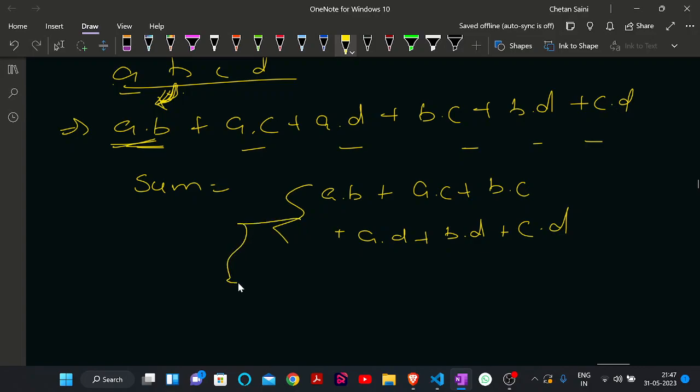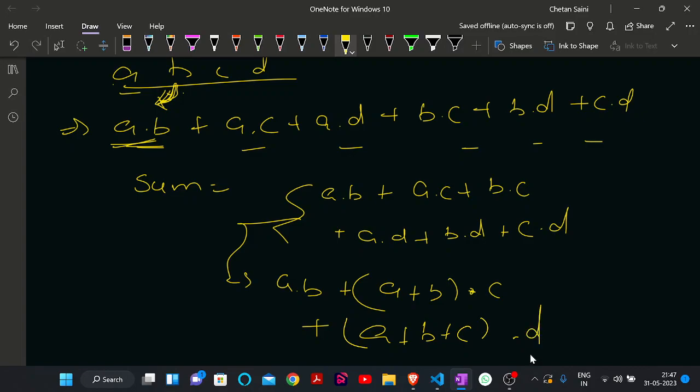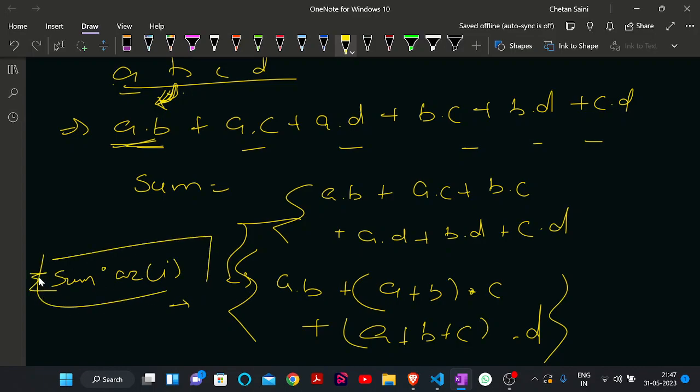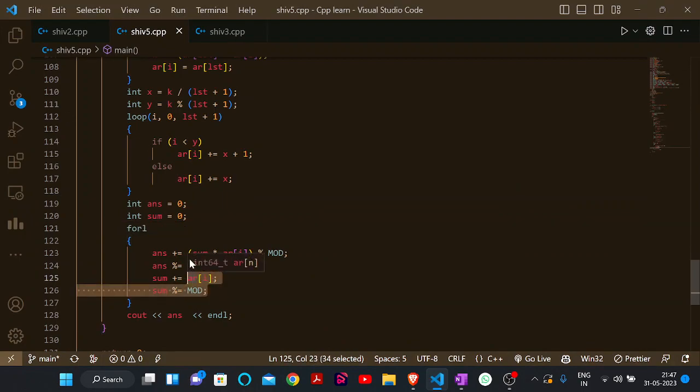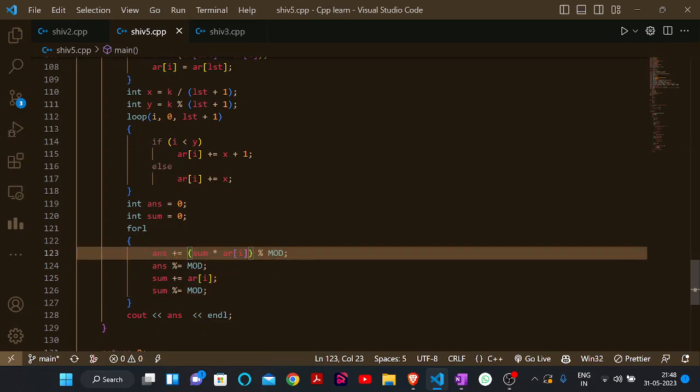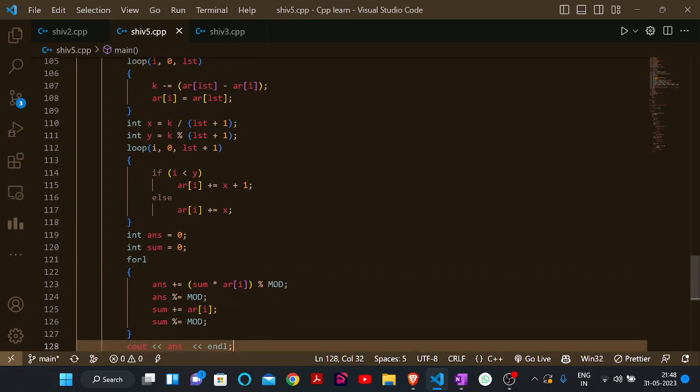From this you can see that a dot b plus a plus b dot c plus a plus b plus c dot d. Is it right? And from here you can get that the value of our answer will be the summation of previous elements dot current element, and the total summation of this will be our answer. So for that I am doing here: calculate the sum of previous elements, that is this one, and our final answer will be sum into current element. So that is our final answer.